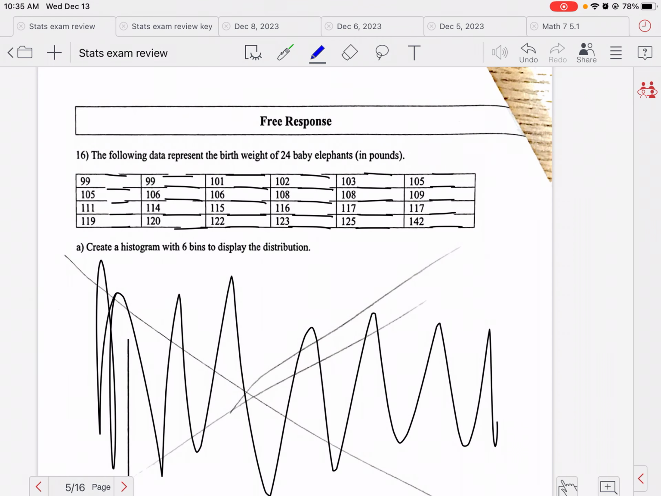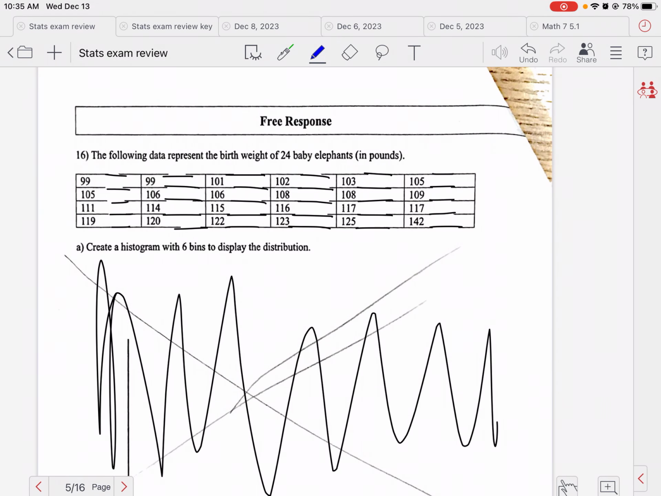The following data represents the birth weight of 24 elephants in pounds, and thankfully that's already in a nice pretty order for you. So it says the 5-point summary: minimum is the smallest number, 99, maximum is 142. Again, if you don't know these off the top of your head, I would definitely write them down on your note card. Okay, I'm going to find the half here.